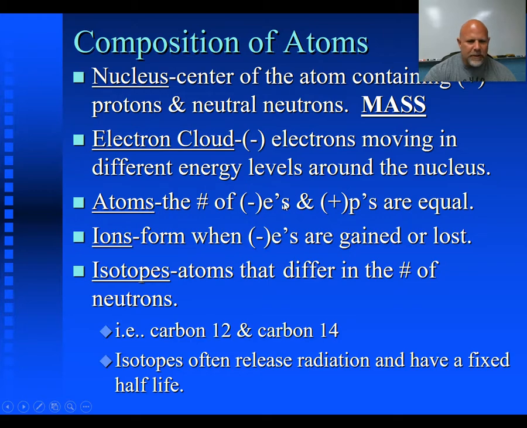Atoms can come in a couple different forms. We can have ions of atoms. When they have more or fewer electrons than they have protons, then we call those an ion. You can also have isotopes, and those are atoms that have different numbers of neutrons in their nucleus compared to normal. So for example, carbon-12 is our normal form of carbon that we find, but carbon-14 is an isotope of carbon.